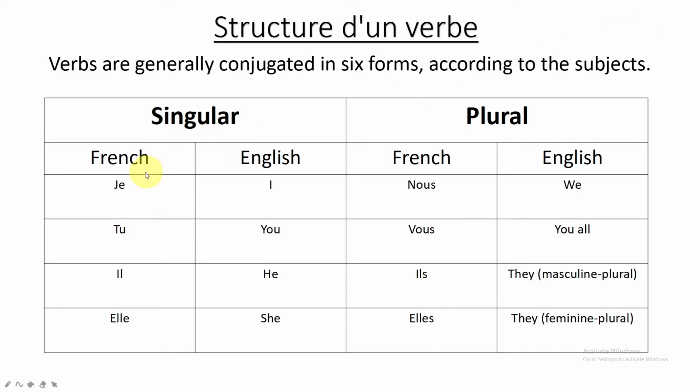The singular ones, you have je, which is I, tu, you, il, he, elle, she, nous, we, vous, you all. Ils plural, you see here I'm not pronouncing S, I'm just saying ils. They, masculine plural. Elles plural, here again I'm not pronouncing S, elles. They, feminine plural.